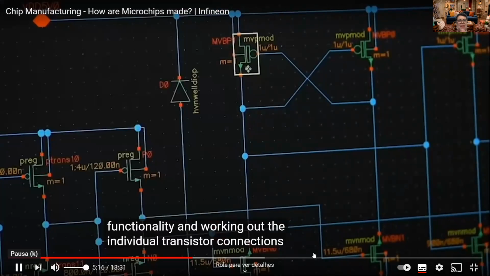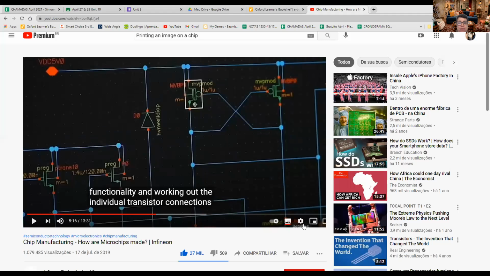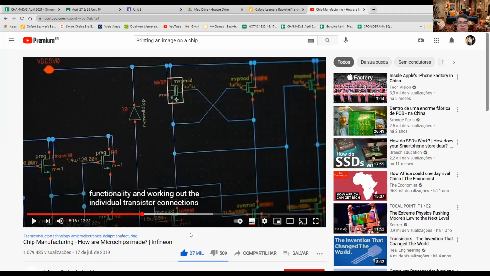Connections. Bruna, you see how complex it is? Yes, it's very complex. It's very difficult. I would like to know a person who works with this. Do you know anybody who works with this, who creates these microprocessors or microchips? Neither do I. It's really amazing, isn't it?